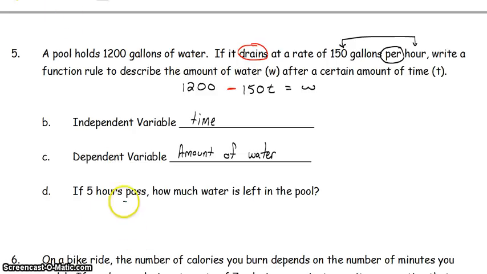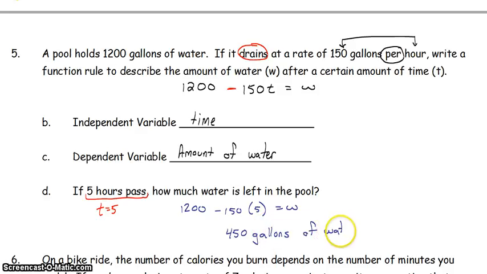Now that we have our function rule, we're going to use it to see how much water is in the pool after 5 hours. So T equals 5. So I'll take 1,200 minus 150 times 5, and that will equal the amount of water. Quick math in my calculator tells me that there are 450 gallons of water left after 5 hours.